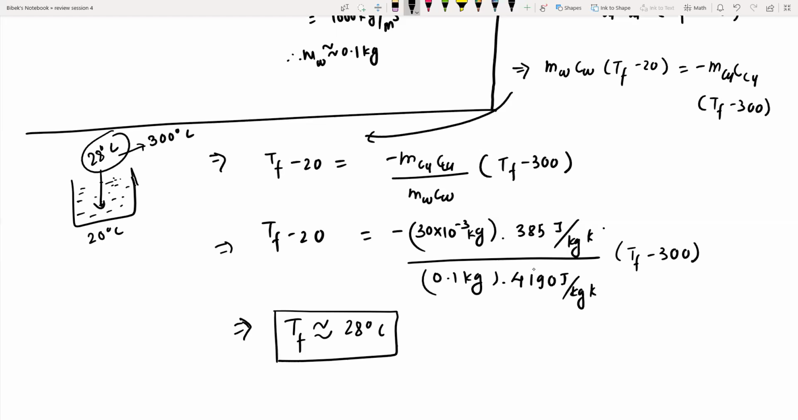Okay, if you are getting an answer like 10 degrees centigrade or 310 degrees centigrade, that means you have definitely made some mistake in your calculations, so you need to recheck them. Okay.